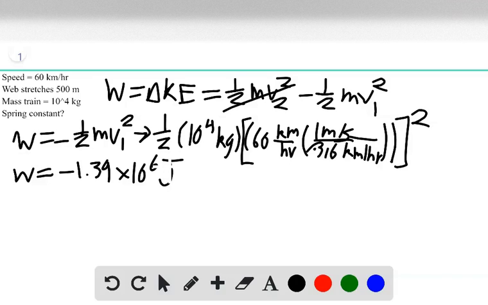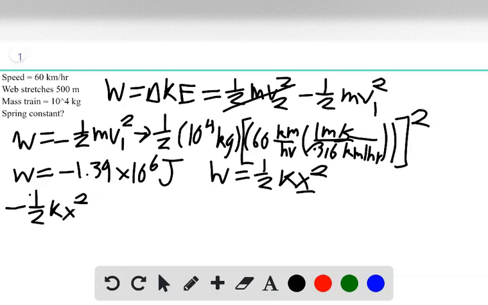So that's the work done by the web, but we're asked for the spring constant, and we know that work of a spring equals 1/2 k x squared, and we are given x here, and we need k, and we have a value for work, so we can go ahead and solve this. Again, work of the spring is going to be negative because it's in the opposite direction of motion. 1/2 k x squared equals minus 1.39 times 10 to the 6th joules.